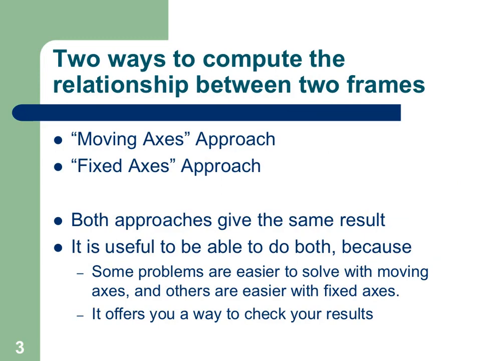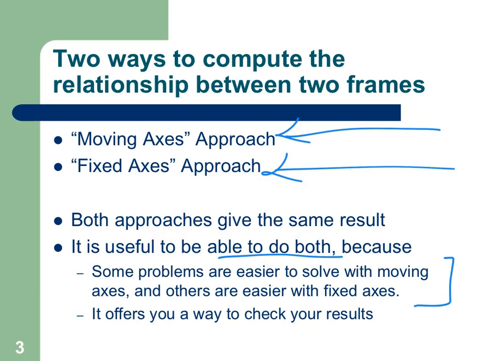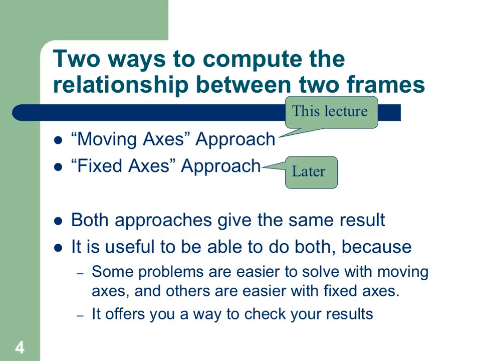There are, in fact, two different ways to compute the relationship between two frames. One of them is using the moving axes approach. The other is the fixed axes approach. Both approaches are good. It is useful to be able to do both. Some are easier with moving, some are easier with fixed axes. If you can do both, then you can try it both ways and check your results. But for now, we are just going to take a look at the moving axes approach, and later we may get to the fixed axes approach.